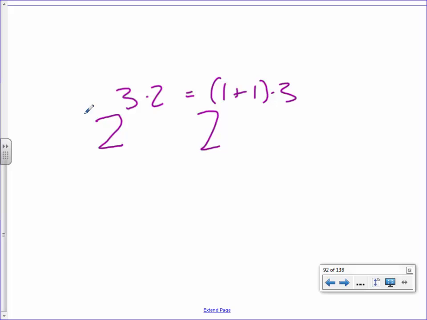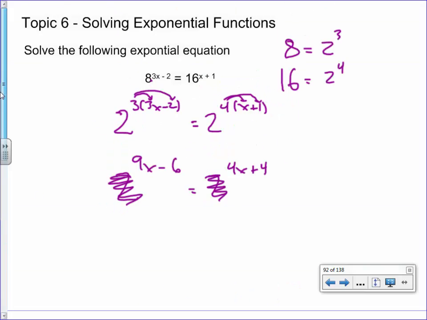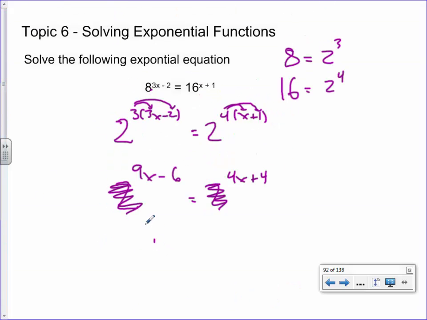So what we're doing is we're actually removing a base. We're just eliminating a base and saying, well, if this comes with a base of 2 and this comes with a base of 2, aren't they basically the same? So we don't need to write them anymore. That's the trick we just played. So now at this point here, you've got 9x minus 6. You've got 4x plus 4.